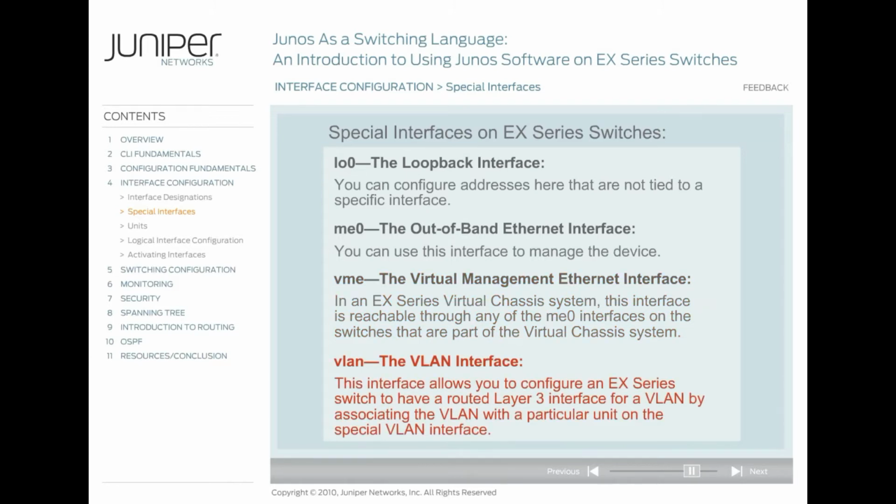VLAN interfaces in an EX series switch allow you to configure an EX series switch to have a routed Layer 3 interface for a VLAN by associating the VLAN with a particular unit on the special VLAN interface. You then perform Layer 3 configuration for the VLAN on this unit.